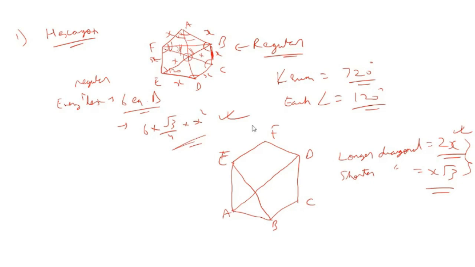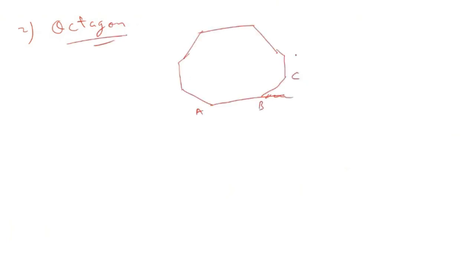Okay. Now, if we take another special polygon, which is the last one, the octagon, an 8-sided figure. This looks a bit complex, but it is even simpler than the hexagon, because there are only a couple of things you need to keep in mind, and you can derive everything from that. Now, we are talking about regular octagons for now. So let's say each side is again x here.